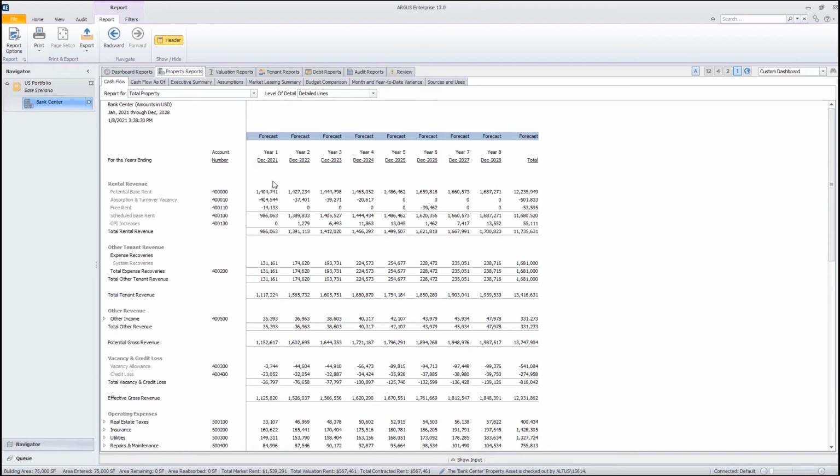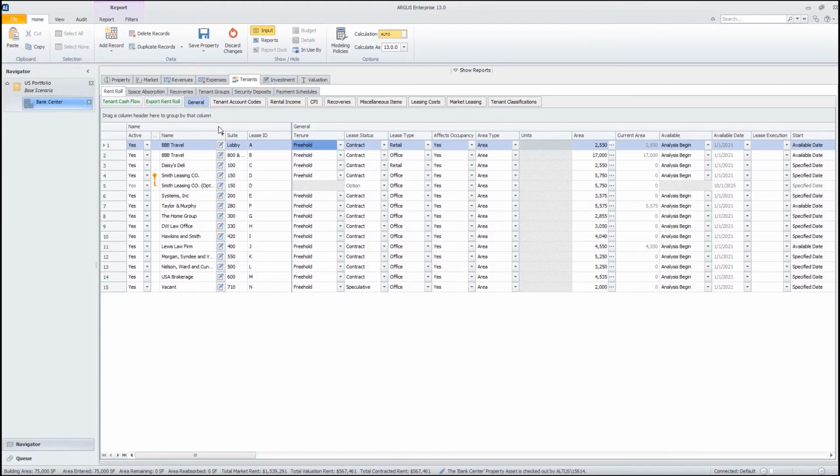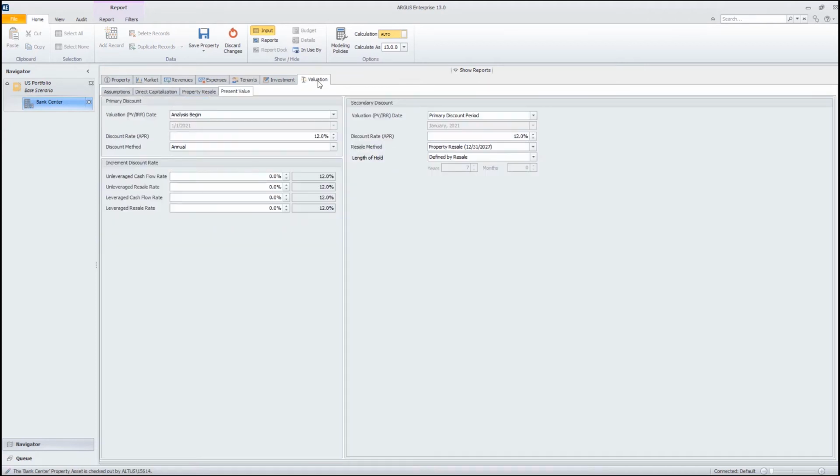Now, once we have our cash flow, we can apply a discount rate to our property to generate a present value. And so the way that we do that is we actually go and we navigate to that valuation parent tab, present value subtab. And so if we require as an investor a 12% return on this potential investment, we can now enter in that 12% discount rate and go and take a look at our present value report to see the price that we should pay for this investment. So let's take a look at that report.